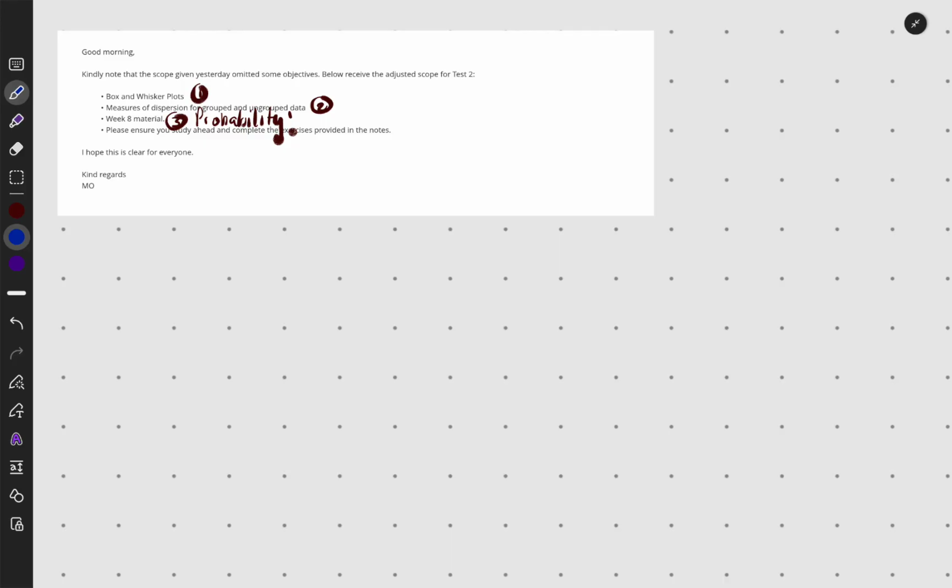So for us to do box and whisker plot, we will need the median. We will need to know the lower quartile, we need to know the upper quartile, and then we'll deal with it. So let's start with the box and whisker plot, and from there we are going to go to measures of dispersion. So what is it that we are going to need to know for box and whisker plot?